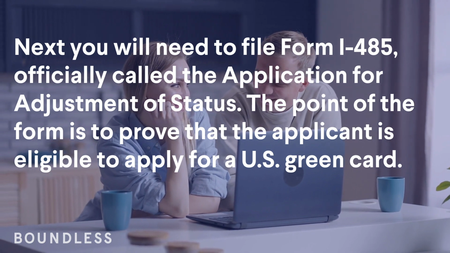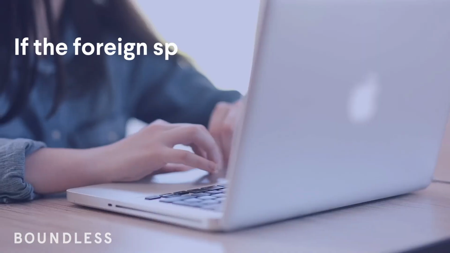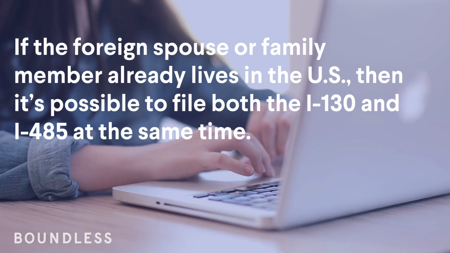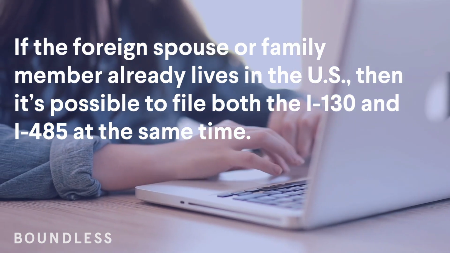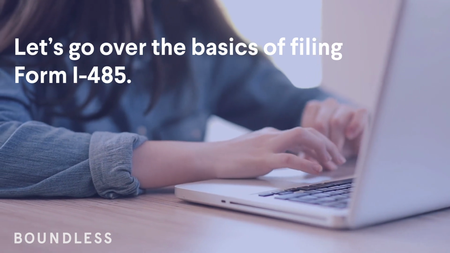The point of this form is to prove the applicant is eligible to apply for a U.S. green card. If the foreign spouse or family member already lives in the U.S., then it's possible to file both the I-130 and the I-485 at the same time. Let's go over the basics of filing Form I-485.